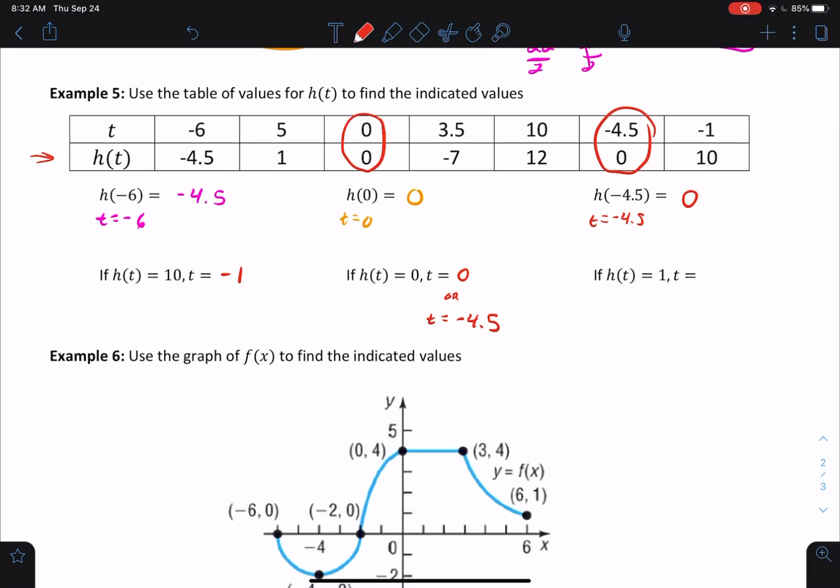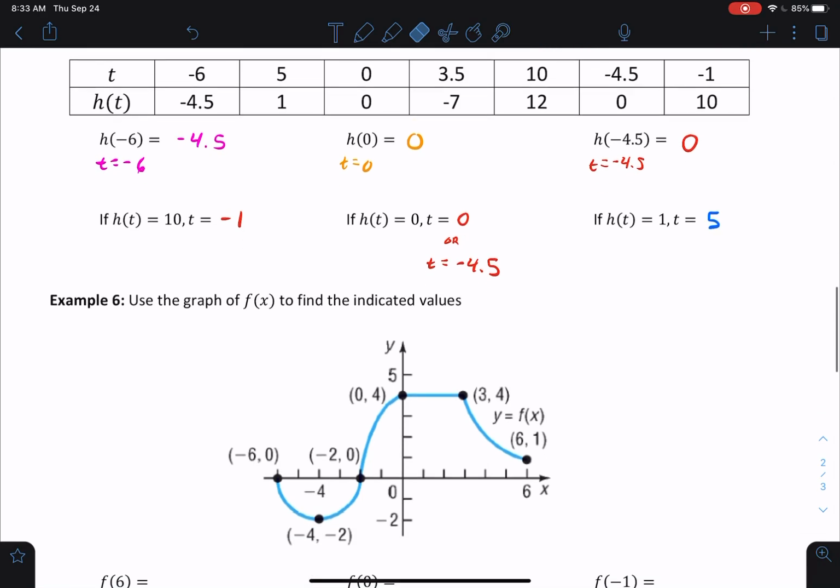Okay, and then our last one, h of t equals 1. If we have an output of 1, that's right here. Anywhere else? No, it's just at that value, okay? T would equal 5. If I plug in 5, I get out 1. Okay, so that's how we use it with a table. You want to look, are we looking for our inputs or are we looking for our outputs?